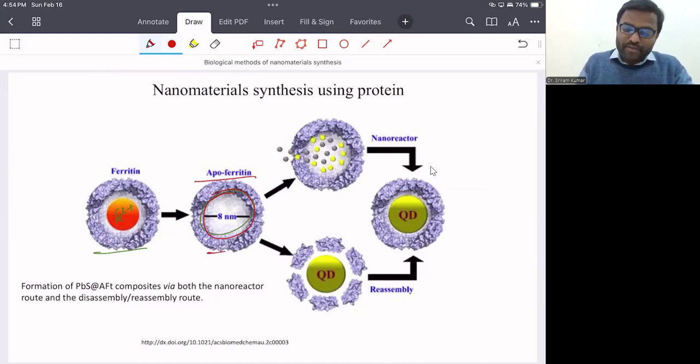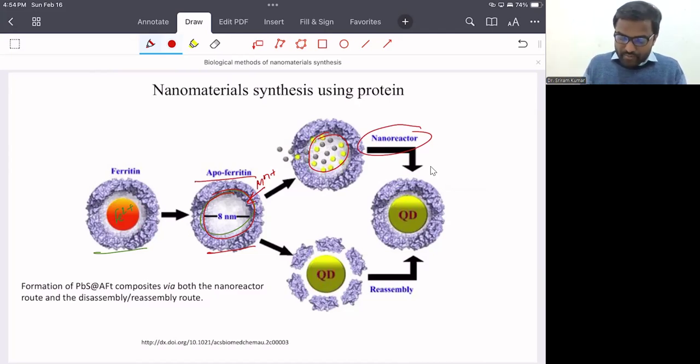Once we get this cavity, we have two kinds of approaches. One is the nanoreactor. Nanoreactor means we are exploiting the nano cavity inside the protein. In this case, if we just use the precursor there, it will diffuse inside through the channel, and in the presence of a reducing agent, we will have nanomaterial synthesis. In this process we are exploiting the cavity inside the protein, and that is called the nanoreactor.